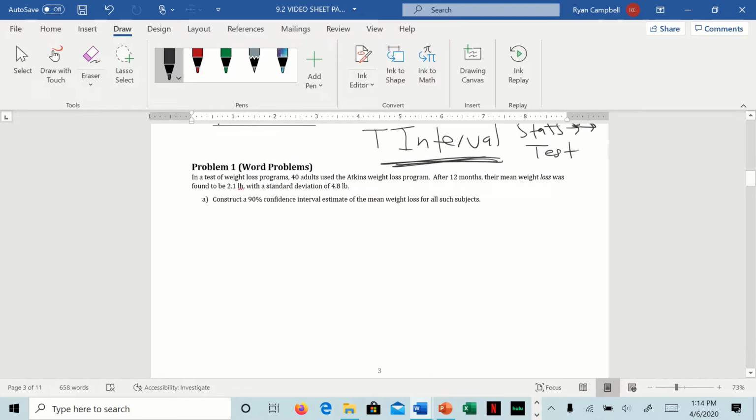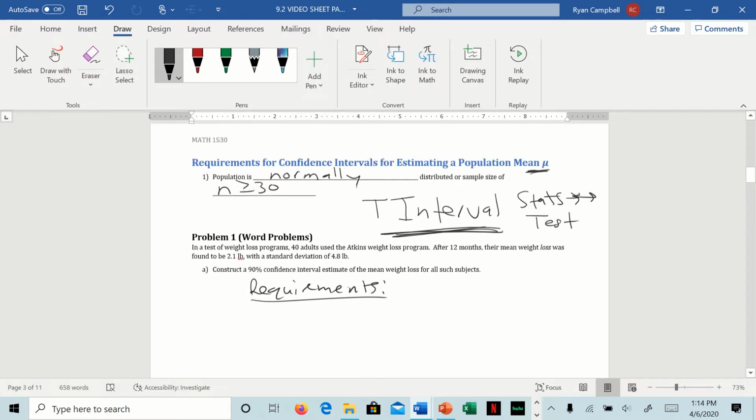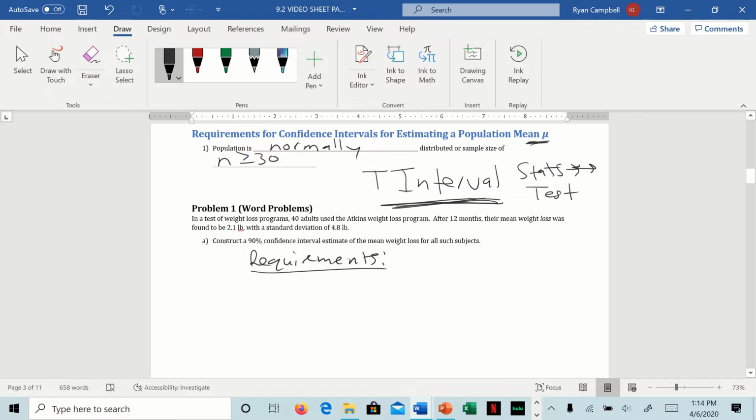All right. So first, let's make sure that our requirements work for it. So are our requirements met? So is the population normal? We don't know. It doesn't tell us. However, let's look at the sample size. The sample size is 40, which is definitely bigger than 30. So we're fine. We can definitely do this.